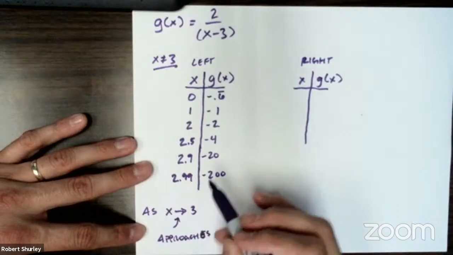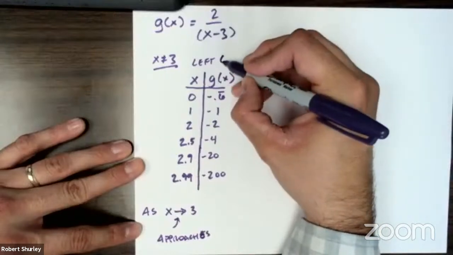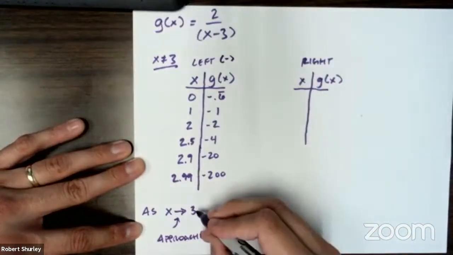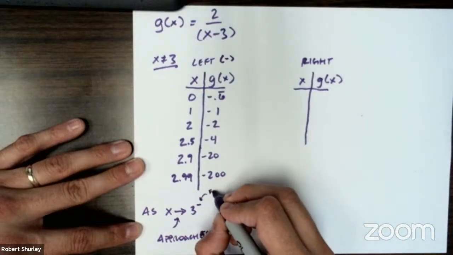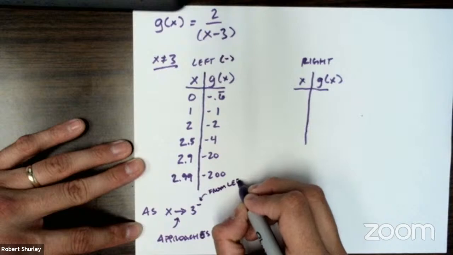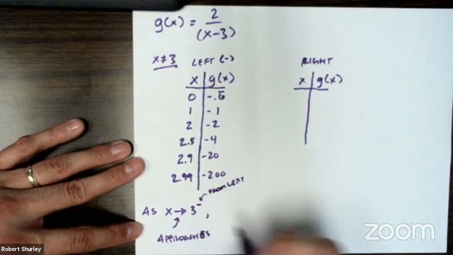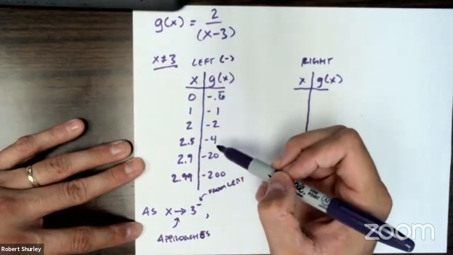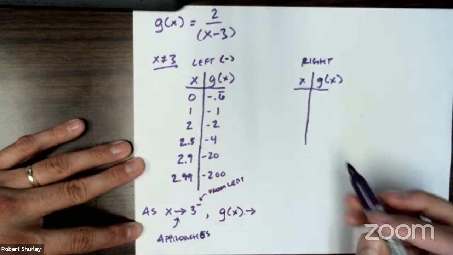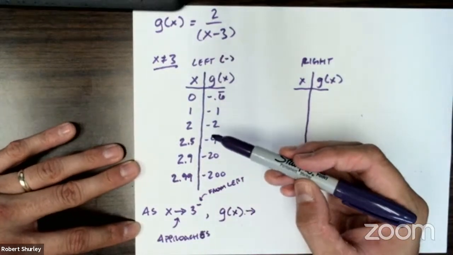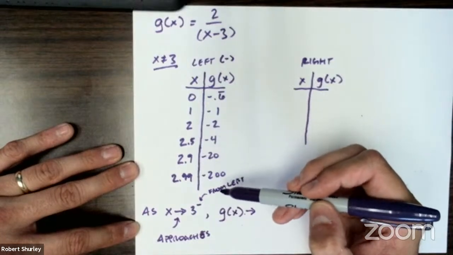But we're approaching 3. Now, look, we're coming from the left. And to symbolize coming from the left, you use a minus sign. And you put that right there. That means from the left. Okay? As x approaches 3 from the left, comma, our g of x is approaching. Now look, this thing is dropping off quickly to negative really big numbers.